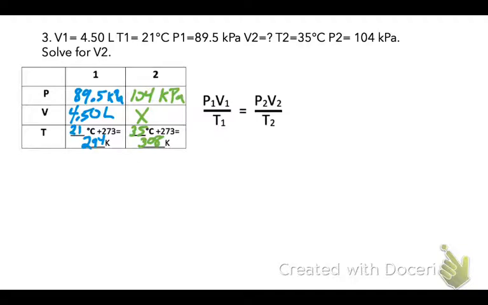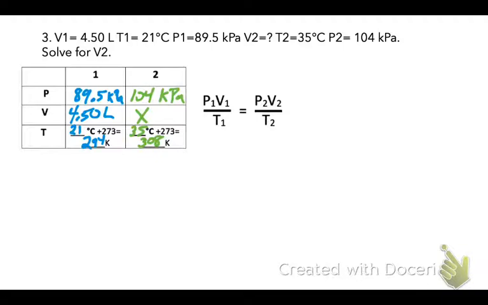So the reason why it has to be in Kelvin is because we cannot divide by 0, and Celsius can be 0. And also, Celsius or Fahrenheit can be negative. Well, if you have a negative number and you're multiplying and dividing, then you would get a negative volume. And you can't have a negative volume. Even a black hole has mass and volume. So it's impossible to have a negative volume in this sense.